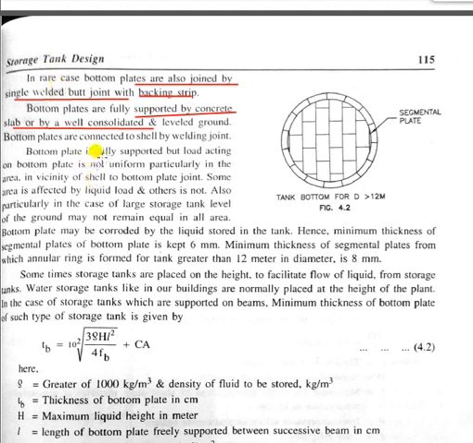The bottom plate is fully supported, but the load acting on the bottom plate is not uniform, particularly in the area. We make the bottom plate fully supported on the base, level with the ground, but this level is not considered, as the load on the bottom surface of the vessel is not uniform at every point. In a particular area, the load is not uniform at any place.